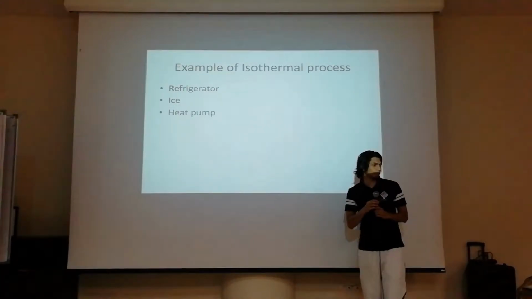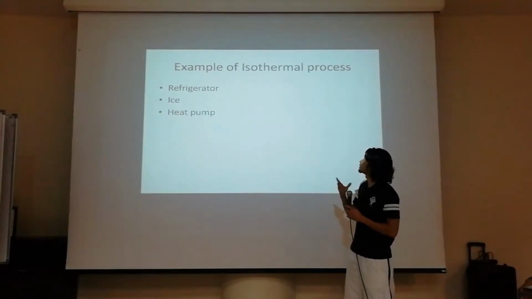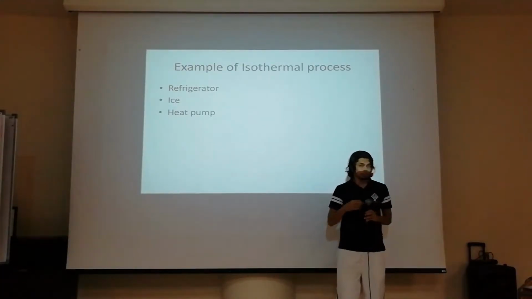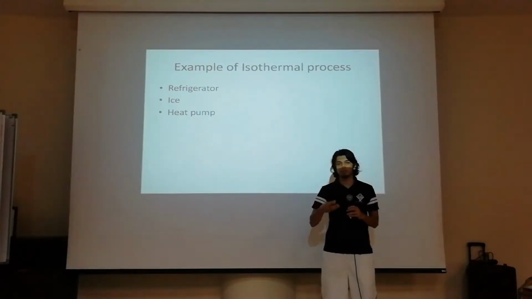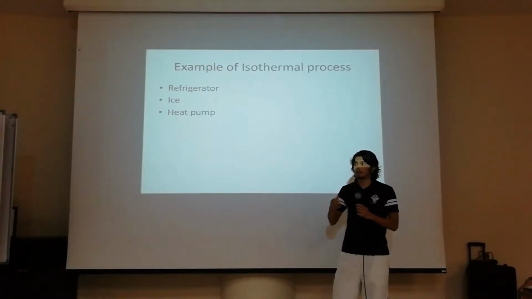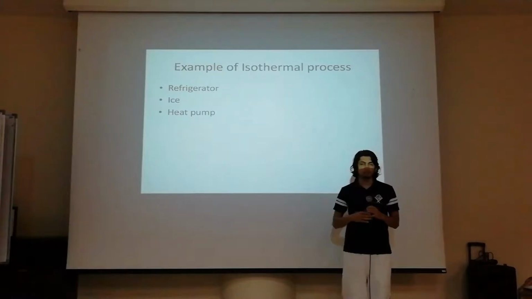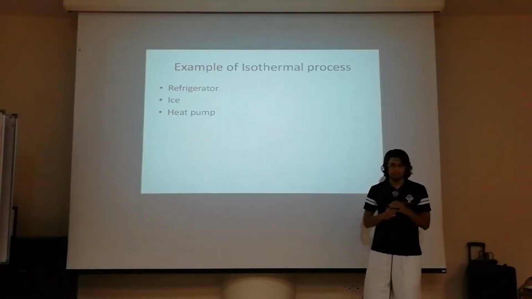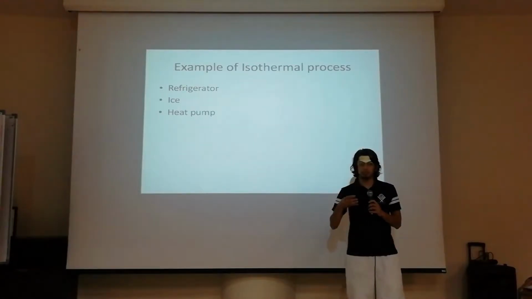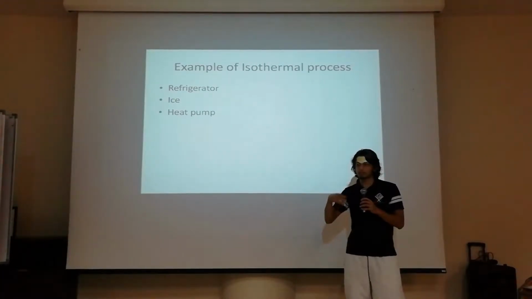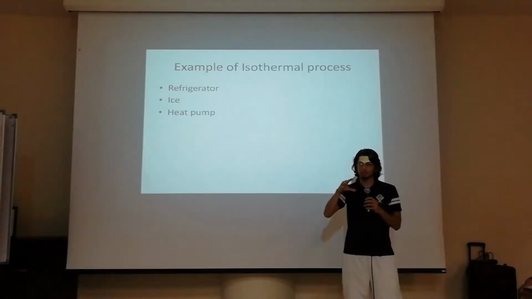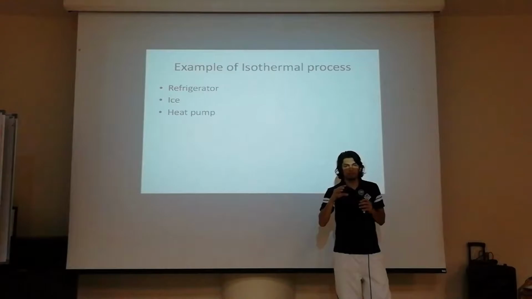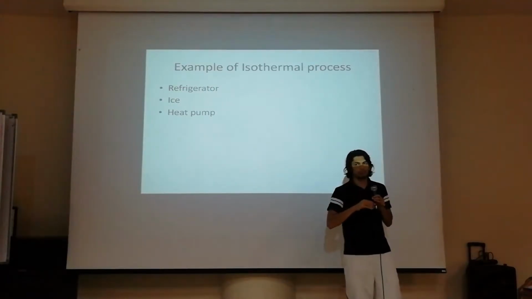For the next one, examples of the isothermal process in real life. The first one is the refrigerator. As we know, the temperature in the refrigerator will remain constant as time passes. Also the ice: at the melting point, at a certain temperature, the ice will melt and the temperature is constant, but the solid state of ice will slowly become liquid state, so the volume and the pressure will change.